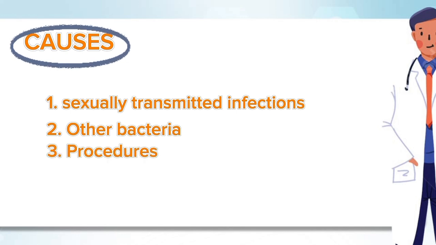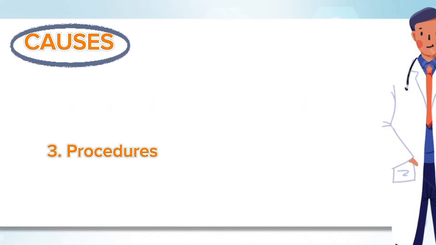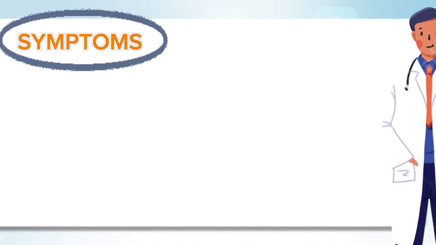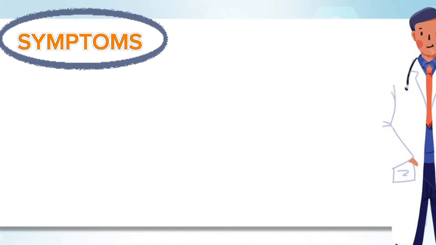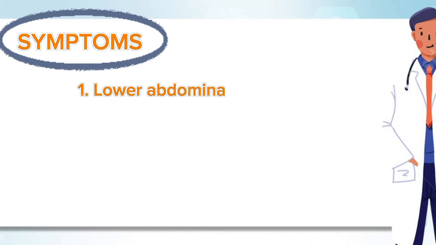Procedures. In rare cases, PID can occur after certain medical procedures, such as a D&C, or a dilation and curettage, or an abortion. PID symptoms can vary widely from person to person, and some women may not experience any symptoms at all. Common symptoms include lower abdominal pain.